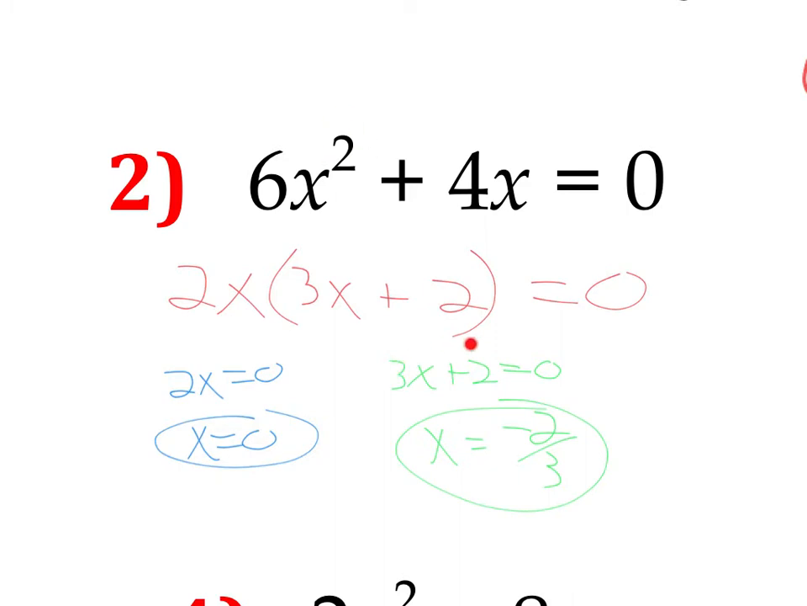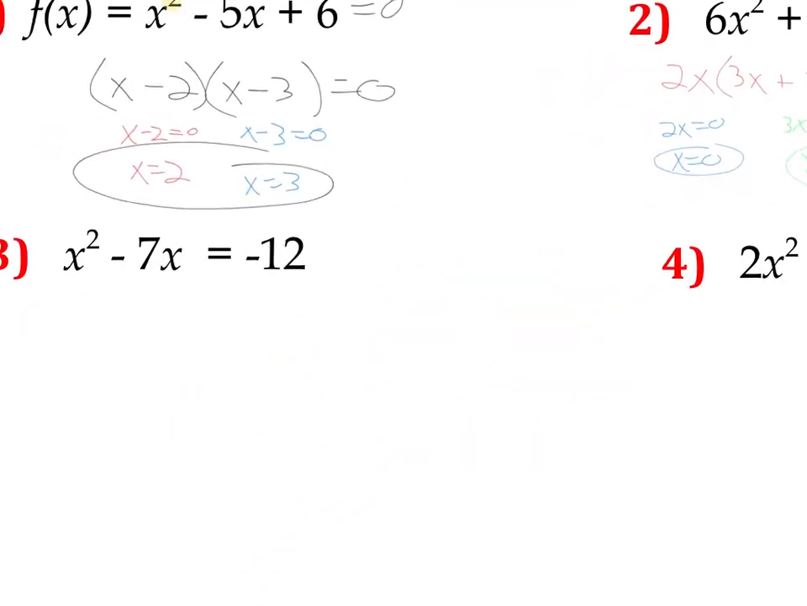If you ever have a linear factor that looks like this and you're trying to solve it quickly, a little shortcut: take the opposite of the second number divided by the first coefficient. So negative 2 divided by 3, bam, negative 2/3. Little shortcut for you.